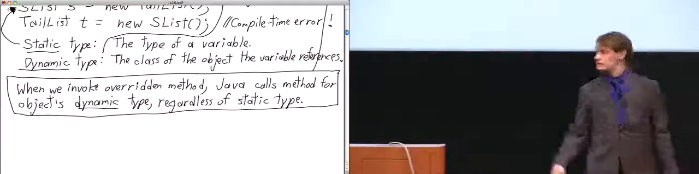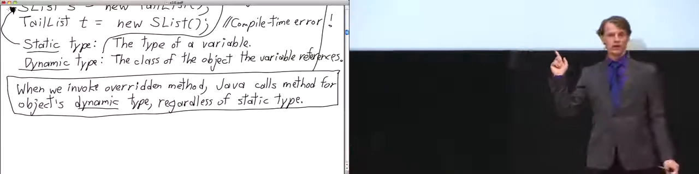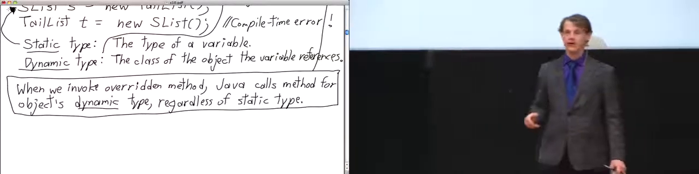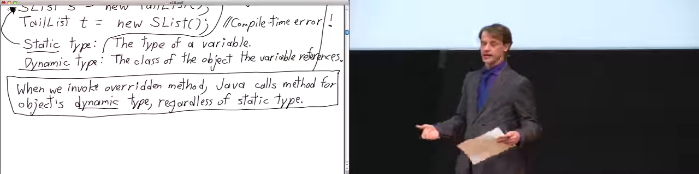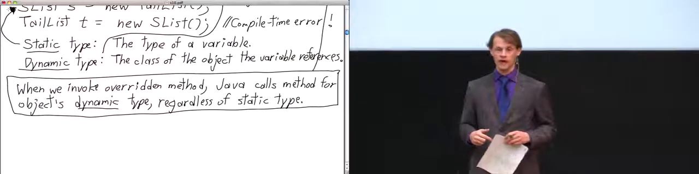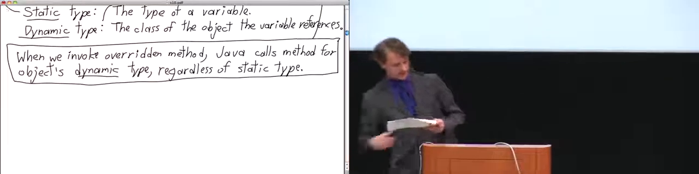I'm referring to this principle here. I should mention that the static type does matter when you're trying to get your code to compile, but once your code compiles, at runtime, when your code is running, Java chooses which version of the method to call based on the dynamic type, whatever it happens to be right now. So let's look at an example of that.